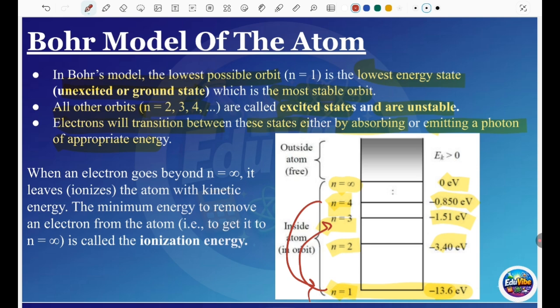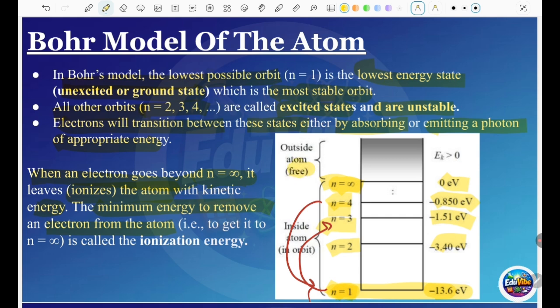But for now, we just say that this is how it works in the Bohr model of the atom. When an electron goes beyond n equals infinity, for example from n equals 1 to n equals infinity, it leaves the atom, which ionizes the atom, leaving the electron with kinetic energy. This is called the minimum energy to remove an electron from the atom. After infinity, the electron is free of the atom.